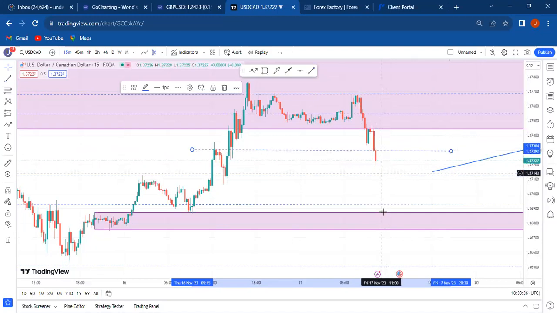My first TP is going to be here. My second TP is going to be here, right? So if I see any bullish candle or rejection or bearish candle at this zone, I'm entering the sell immediately. So let's take notes on USD CAD.